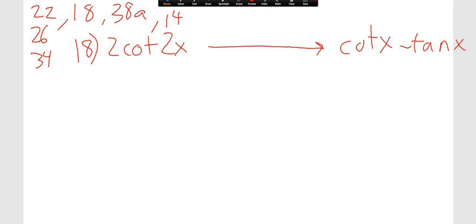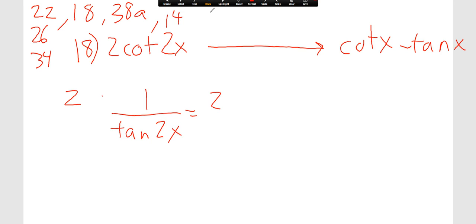So 18. 2 cotangent 2x would be the same thing as 2 over what? Or 2 times 1 over what? 1 over tangent 2x, right? Let's see if we have a cool formula we can replace tangent 2x with. Oh, we do. We could replace this. Now, if it's 1 over that, isn't that the reciprocal?